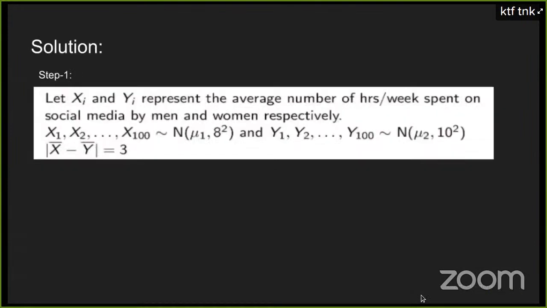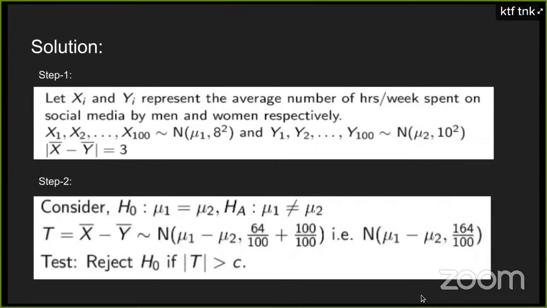Yes, sir. So first of all, what is the test statistic here? X bar minus y bar, which is equal to 3. Correct. Now x1, x2 to x100 belong to a normal distribution with unknown mean mu1 and known variance 8 square. Y1, y2 to y100 belong to a normal distribution with unknown mean mu2 and known variance 10 square.